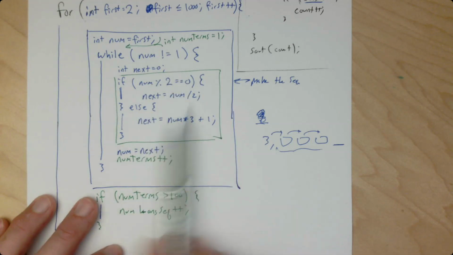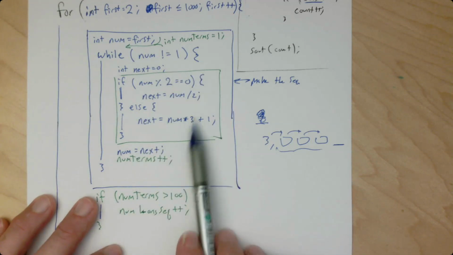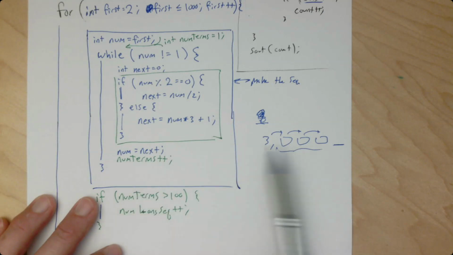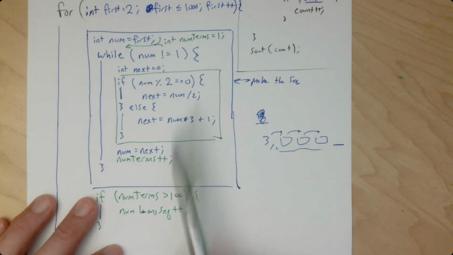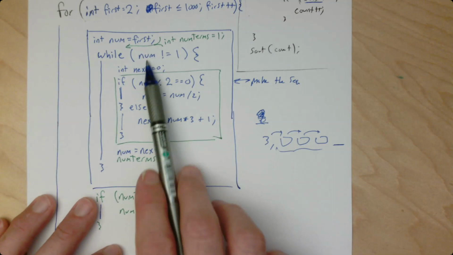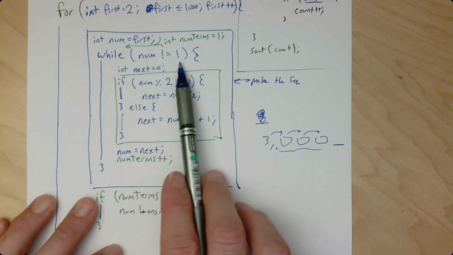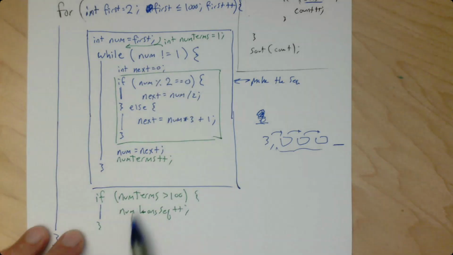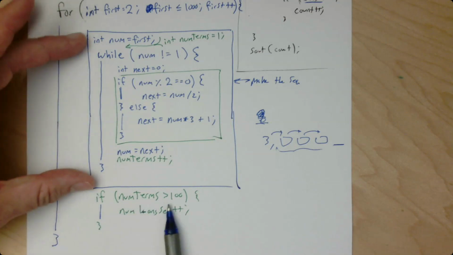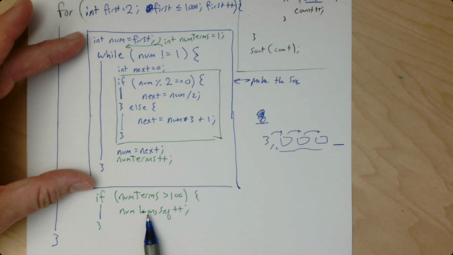And I'll do this process of generating the next number, and then I have a counter to count how many numbers I've generated. And then once all of that's finished, once the most recent number I've generated is 1, I'll exit the loop and I test if the number of terms in this sequence is larger than 100, and if it is, I add to the counter.